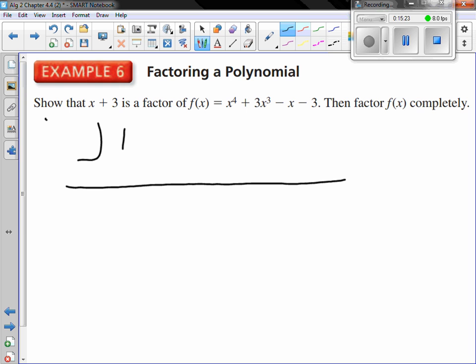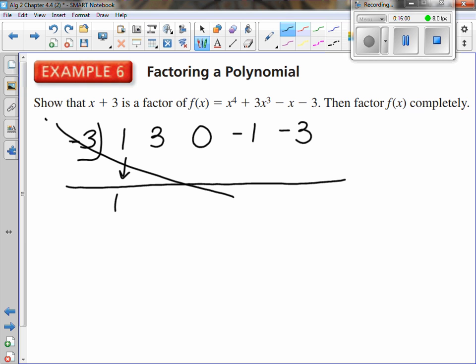Because across the top, we'll have 1 for x to the 4th, 3 for x cubed, 0 for x squared, -1 for x, and -3. We're going to drop the 1. Now what's going to go in the cubby hole? -3. Because when we solve x plus 3, we would subtract 3 from both sides and get x is equal to -3. So let's do our steps. I'm going to move this. Okay, apparently I'm just going to mark on board.